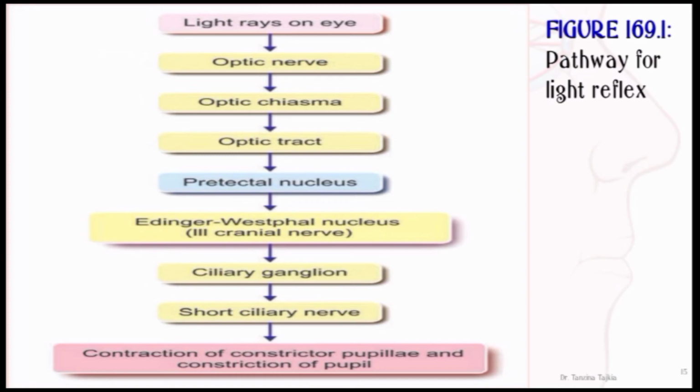In the pathway of the light reflex, at first we can say light rays fall on the eye, then the optic nerve, then optic chiasma, optic tract, then the pretectal nucleus. From there, the Edinger-Westphal nucleus, ciliary ganglion, short ciliary nerve, which causes contraction of the constrictor pupillae and constriction of the pupil.